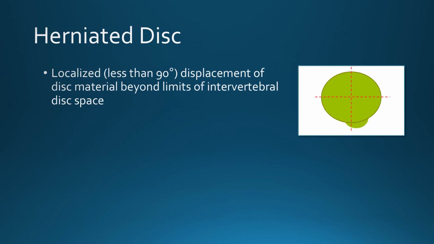So by definition, a disc herniation has to be localized, which means it has to stick out less than 90 degrees of the circumference of the disc. So if it sticks out more than 90 degrees, we would call it not a herniation, but a bulge, which we'll talk about a little bit later.